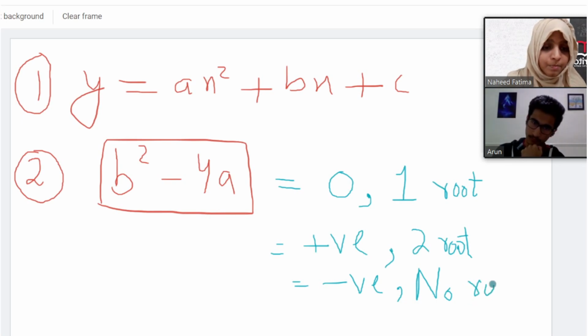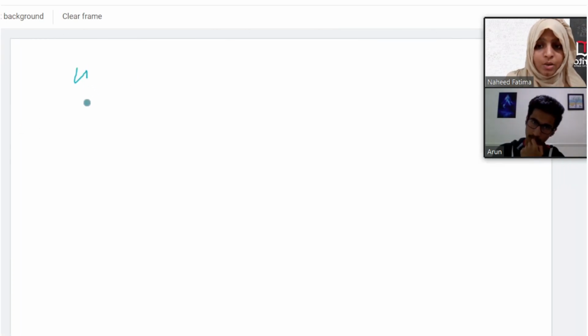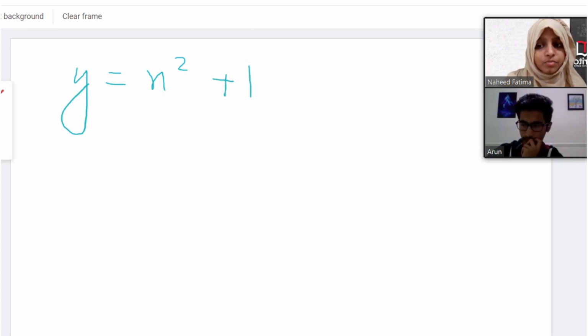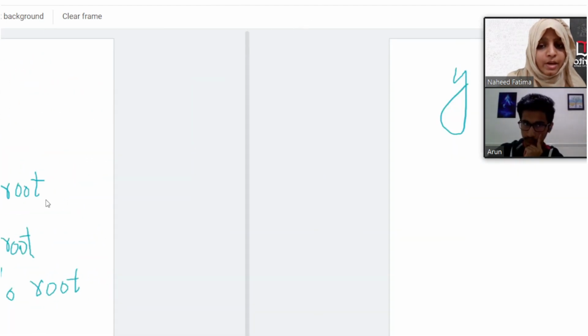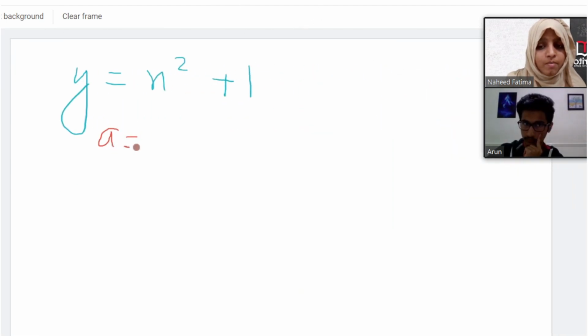I'll give you an example. Do it for this: y equals x square plus 1. Compare it with the standard equation. What is the value for a? A is 1. There's no b, because there's no x term. There's only c. C equals 1.